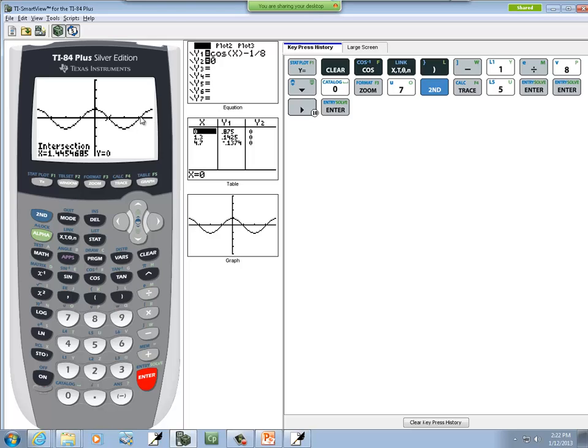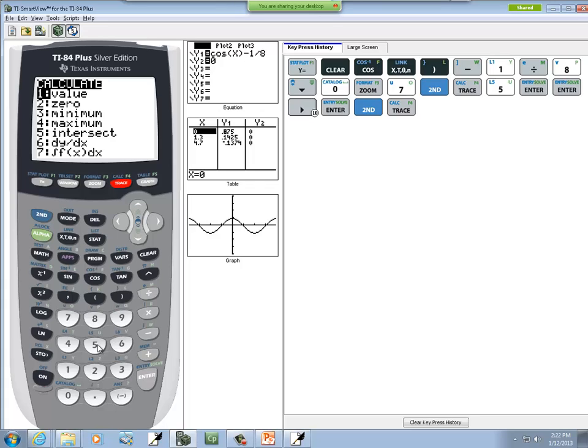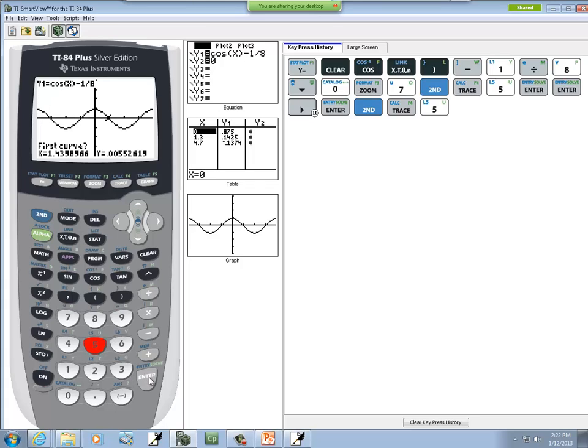Well, our second answer is over here. So we go through the process again. We're going to do second, trace, choose 5 for intersect. I'll do enter on first curve, enter on second curve. Look where our flashing cursor is. I want to move it over closer to the one I'm trying to find. So I'll move it over here.